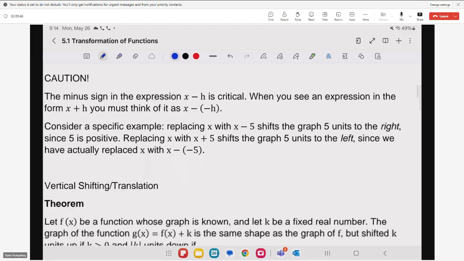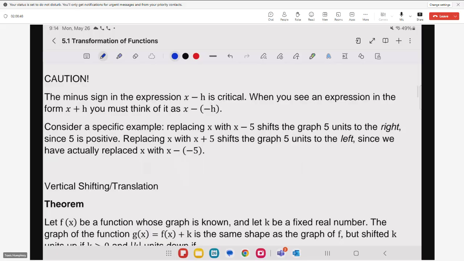All right, so the caution in this section is just talking about the positives and negatives, and there's two thoughts of it. You can think about it in standard notation, which is x minus and then whatever the sign is on h, or you can just think of it as doing the opposite of what the sign is telling you. So if it's subtracting, you go to the right. If it's adding, you go to the left. That's really not appropriate, but it works. So if we add or subtract inside the function, we move left or right.